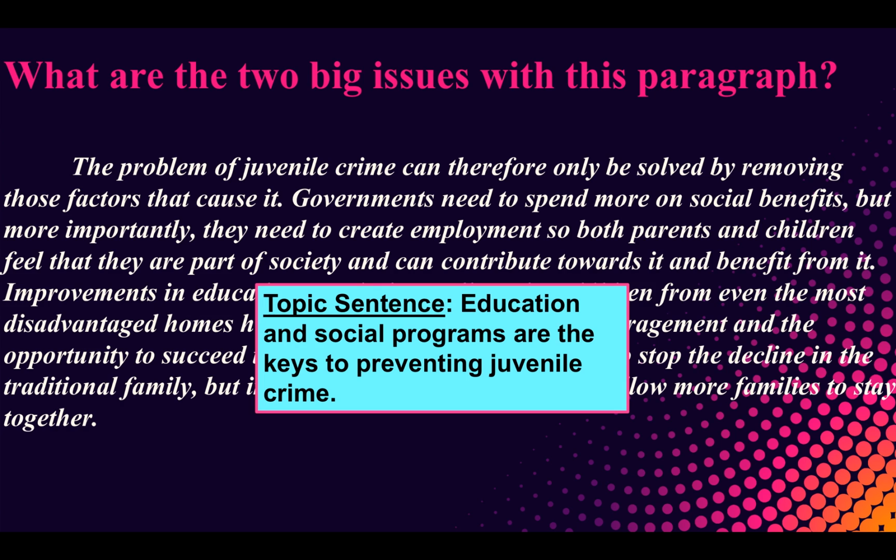Education and social programs are the keys to preventing juvenile crime. So, there you go. That would be a very clear topic sentence. And to get this aligned fully in the TIAC style, we would need to add evidence. And right now, this paragraph is missing evidence.